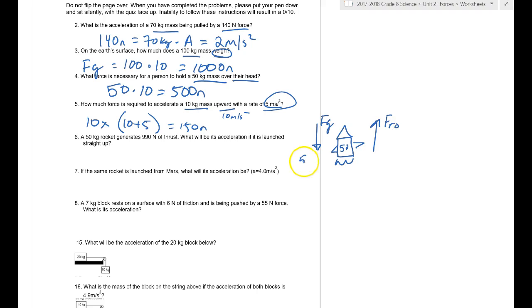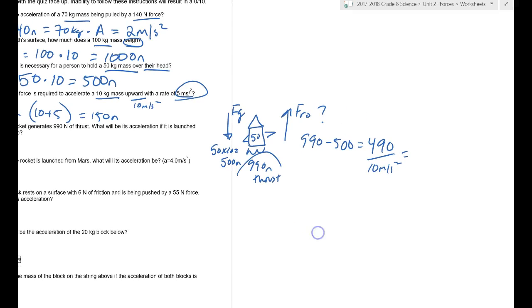So F of g is going to be 50 kilograms times the 10 meters per second squared due to gravity, 500 newtons of downward force. We're also talking about 990 of thrust, or the total force. So if the force of rocket is what we are solving for, we need to go 990 minus 500 equals 490, divided by the mass. The force divided by the mass will give us the acceleration. 490 divided by 50 kilograms is 9.8 meters per second squared, the upward rate of acceleration.